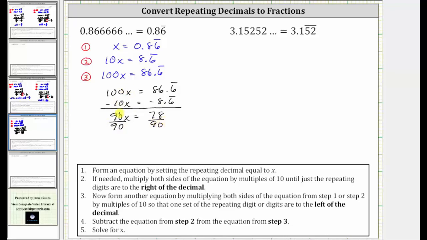Simplifying on the left, this quotient is 1. 1 times x is x. We have x equals 78/90ths, which does simplify. 78 and 90 share a common factor of 2. So we divide the numerator and denominator by 2. 78 divided by 2 is equal to 39. 90 divided by 2 is equal to 45. Now we have x equals 39/45, and x is equal to the repeating decimal.